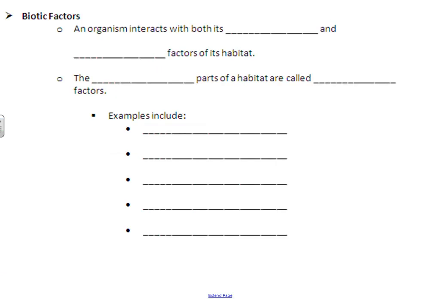Now let's move on to biotic factors. An organism interacts with both the living and non-living factors of its habitat. The living parts of its habitat are called biotic factors.